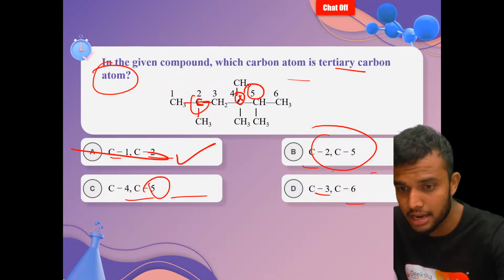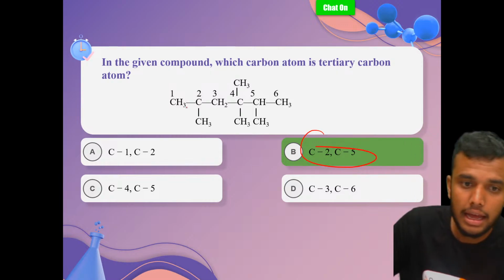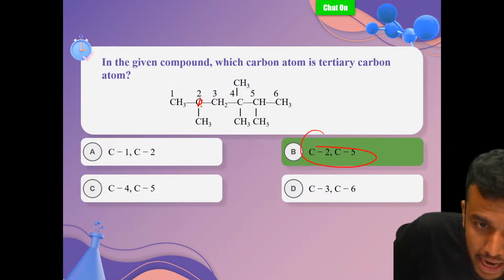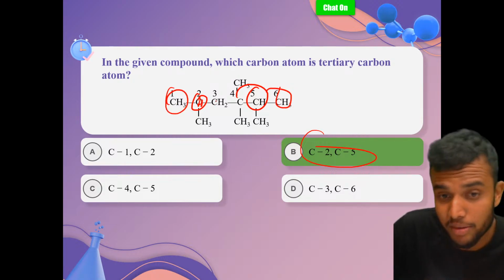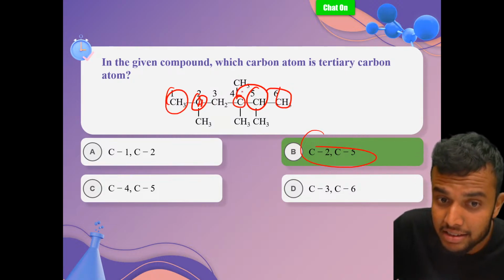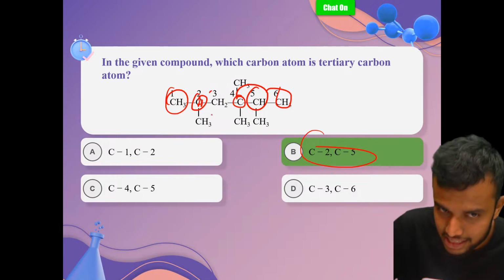The answer is option B. Here hydrogen is missing. Sorry for that, my dear students. These 2 are tertiary. These 2 are primary. This carbon is quaternary, and this one is secondary.